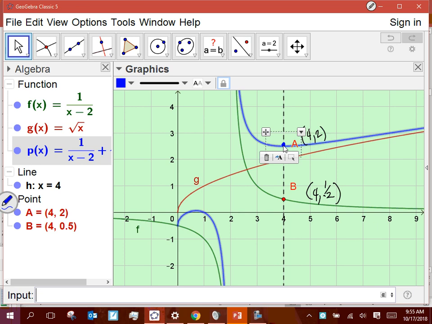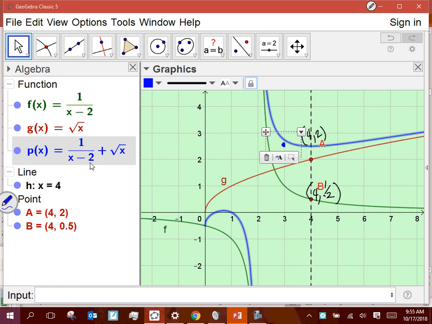Okay? So that blue curve is the rule that we developed algebraically when we combined the functions with addition. But it's simply taking all the red points and all the green points and adding them together for those respective X values and plotting. Okay?